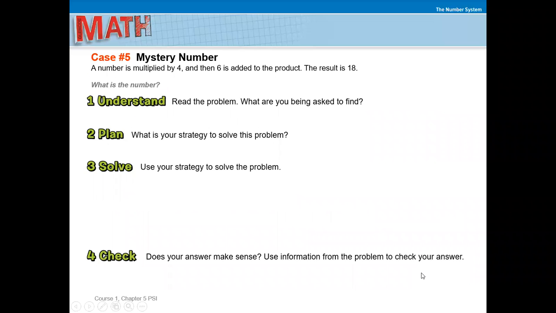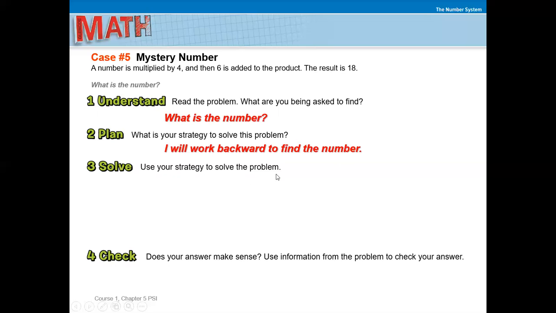Case number 5, the mystery number. Some number is multiplied by 4, and then 6 is added to the product. The result is 18. What is the number? Understand, read the problem. What are you being asked to find? What is the mystery number? What's your plan? What's your strategy to solve the problem? I will work backward to find the number.